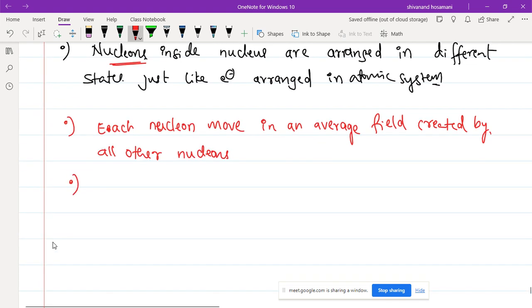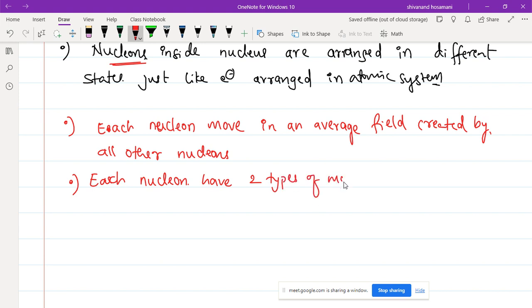Then the last, fourth assumption: each nucleon has two types of motion. One is orbital motion, another one is spin motion. So this is the assumption.